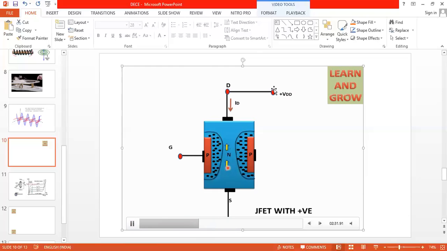So we can increase the voltage here, VDD, the external voltage. As we increase the voltage, what's going to happen? The flow of electrons increases. Okay, the flow of electrons increases. And at one particular point, both the depletion regions will be in contact. That is called the saturation point.